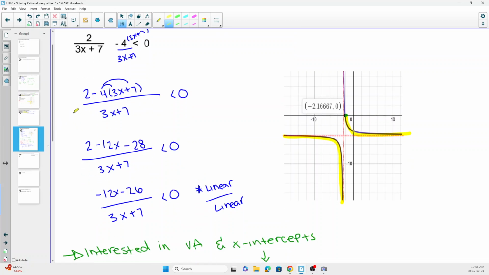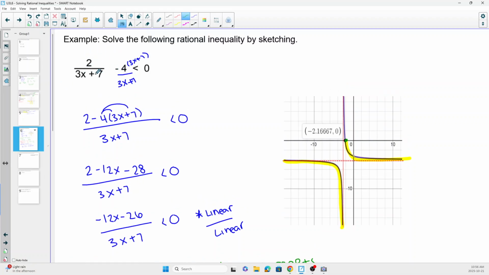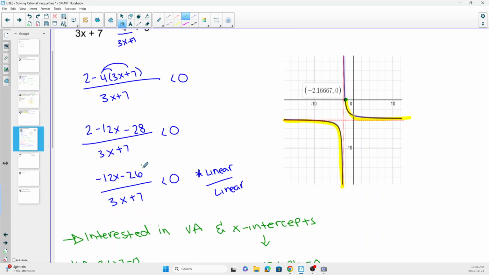So our solution, just to write it up here so it's beside our graph. Ultimately we wanted to know when the combination of these was less than 0, but let's just call this f at x and say, therefore, f at x is below 0 on the intervals negative infinity all the way up until, that was our vertical asymptote, which was negative 7 over 3. And we do not want to include that because it's a vertical asymptote, so open bracket.